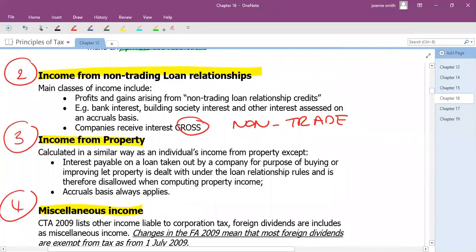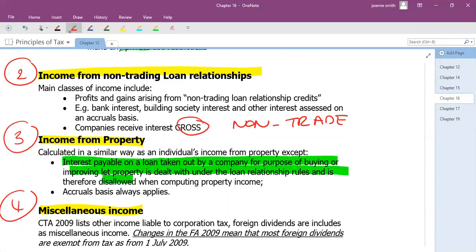The property income is pretty much the same as what we've done already in terms of looking at the rent you've received during the year and the expenses are pretty much the same, considering what expenses you've got, make sure it's specific to the property, like cleaning, management fees, gardening, anything that's specific. The main difference it says here is interest payable on the loan for buying it will be dealt with under the loan relationship rules and therefore disallowed when you do property income.